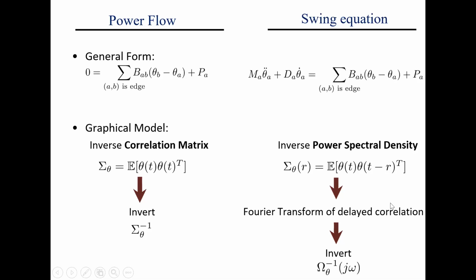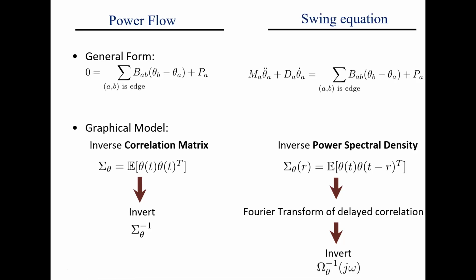So you look at correlations at previous time instances, or correlations in the time series ahead in time. Once you compute this correlation matrix, which is parameterized by the value of delay, you can then look at a Fourier transform of these delayed correlations, which is known as the power spectral density. Then you can invert it to get the inverse power spectral density. The zero and non-zero values in this inverse power spectral density represent direct dependence, or indirect dependence, or conditional independence between the different nodal time series in the data. So this is a very simple one-slide explanation of what a graphical model looks like in a dynamical context.